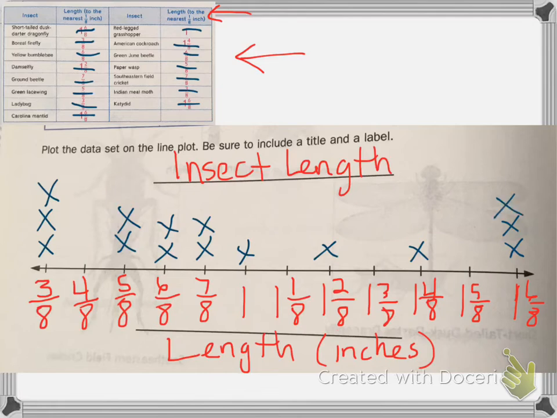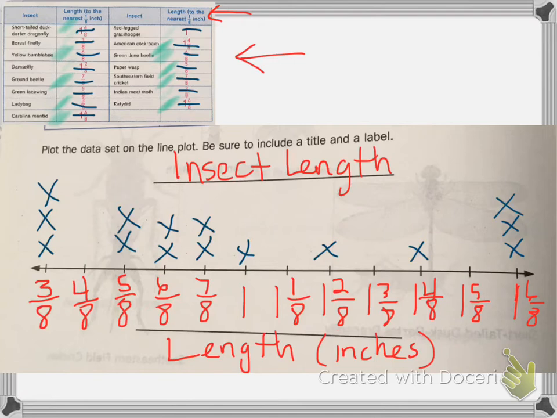What I like to do is go back and count my X's to make sure that I did not forget any insects. So let's count these. 1, 2, 3, 4, 5, 6, 7, 8, 9, 10, 11, 12, 13, 14, 15. Now if I go back up to the top and count these as well, we have 1, 2, 3, 4, 5, 6, 7, 8, 9, 10, 11, 12, 13, 14, 15. So good. I have all my X's.